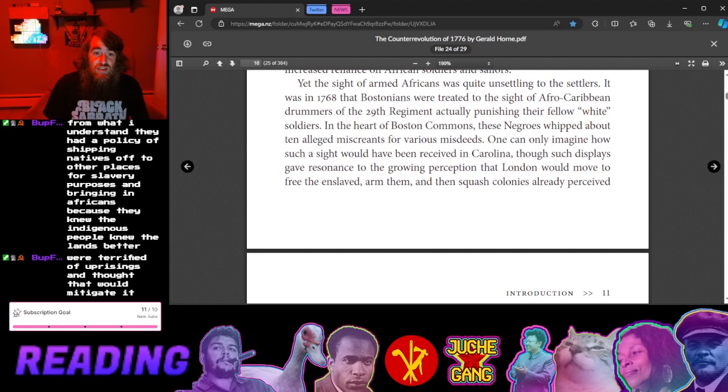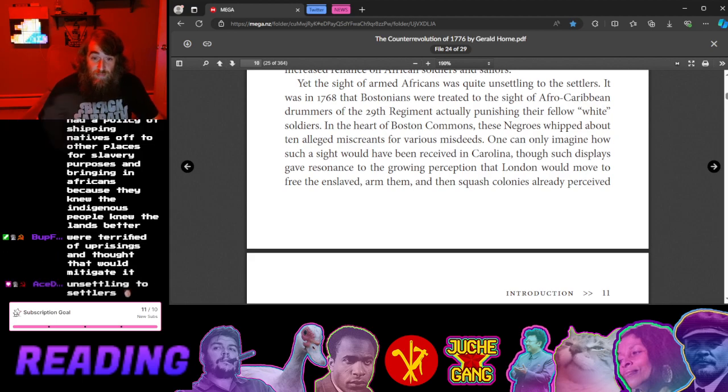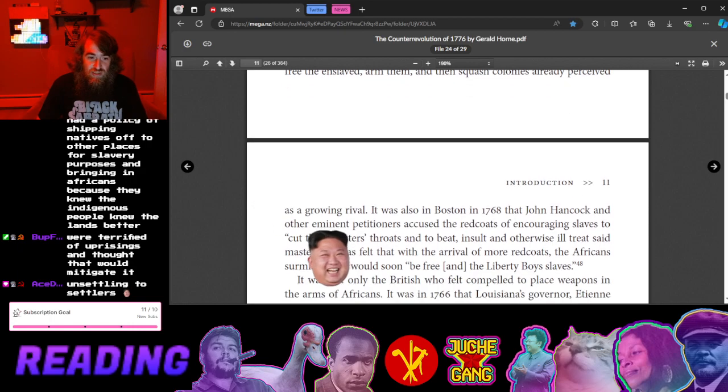Yet, the sight of armed Africans was quite unsettling to the settlers. It was in 1768 that Bostonians were treated to the sight of Afro-Caribbean drummers of the 29th Regiment actually punishing their fellow white soldiers. In the heart of Boston Common, these Negroes whipped about 10 alleged miscreants for various misdeeds. One can only imagine how such a sight would have been received in Carolina, though such displays gave resonance to a growing perception that London would move to free the enslaved, arm them, and then squash colonies already perceived as a growing rival.